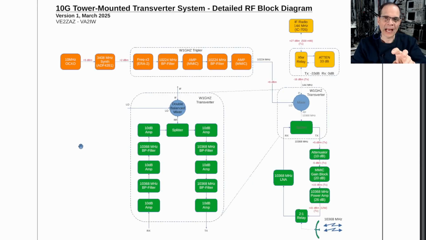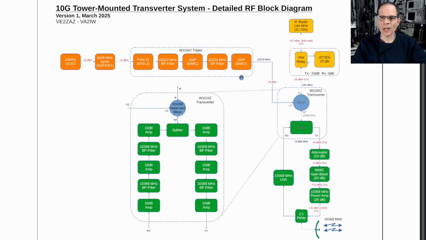Now, when we look at the detailed block diagram, that's where the fun begins. If you have seen a similar video in my previous series from 2024 on my portable 10 GHz system, you will see much of what's here being the same as what was shown in that last year's video. There are a couple of changes though. So what's identical? The transverter itself. It's the W1GHZ transverter, exactly the same unit.